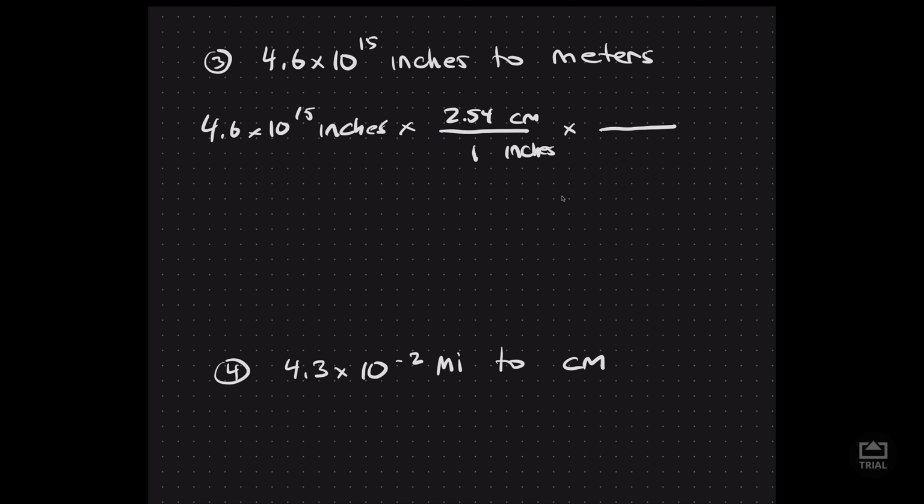Now, what did I cancel already? Inches. So what am I trying to cancel out? Centimeters. And what am I trying to go to? Meters. So centimeters needs to be on the bottom, meters needs to be on the top. The centimeters cancel, and I know that 1 meter is 100 centimeters. So basically I need to now punch this into my calculator.